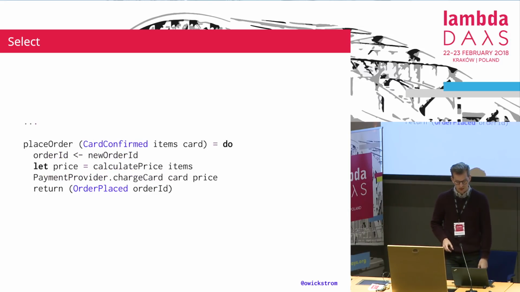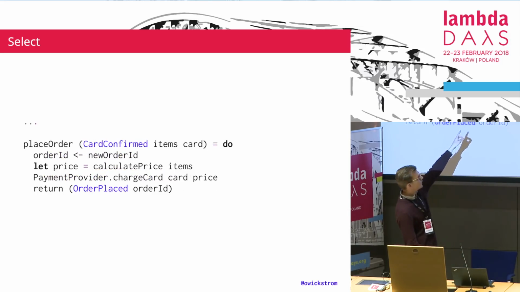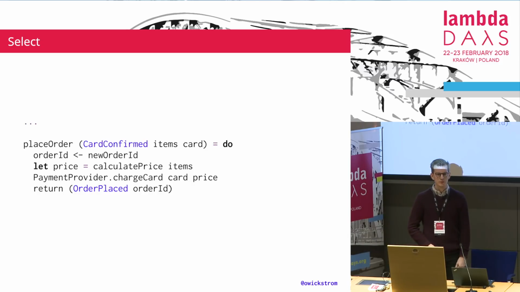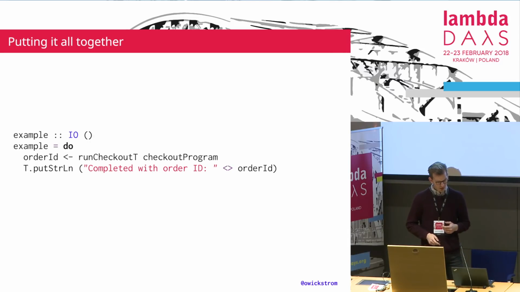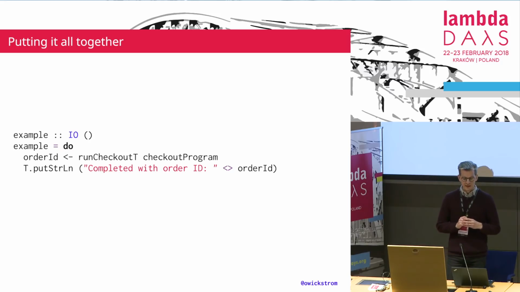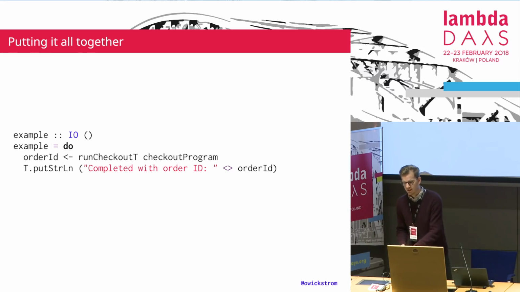Same thing goes on here. We're in place order. You see card confirm is the only thing that can go in here. So we don't have to throw errors on incorrect transitions. This generates an order ID, calculates some price, charges the customer. So here we have a bunch of side effects going on. And finally, returns this order place state. We can run this abstract checkout program using run checkout T, and we end up in I/O. We could, again, write the instances for tests, which didn't use I/O.